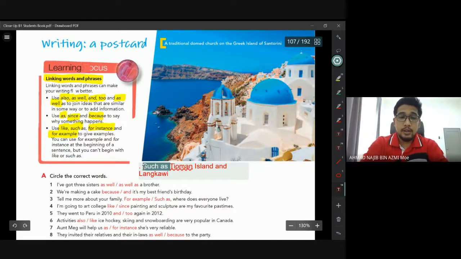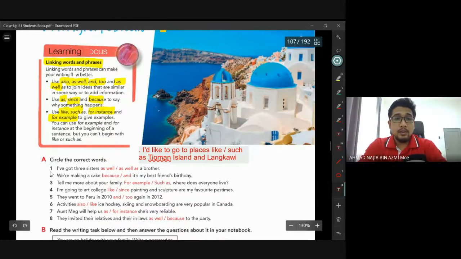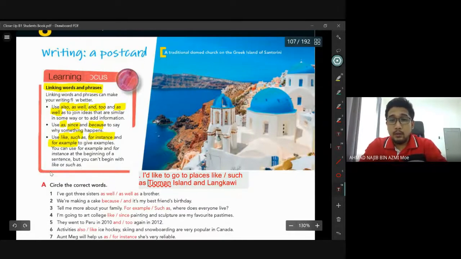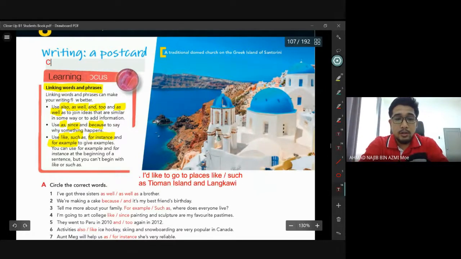So you can write a sentence like, I'd like to go to islands, places. Contoh. So you can use like here. You can use such as Tioman Island and Langkawi. These are what we call linking words. There is another name for these things. They are also called connectors sometimes.